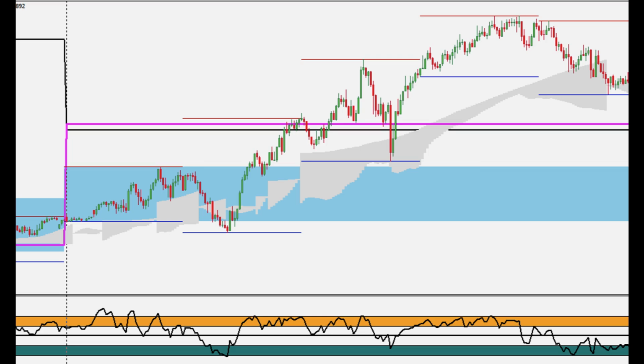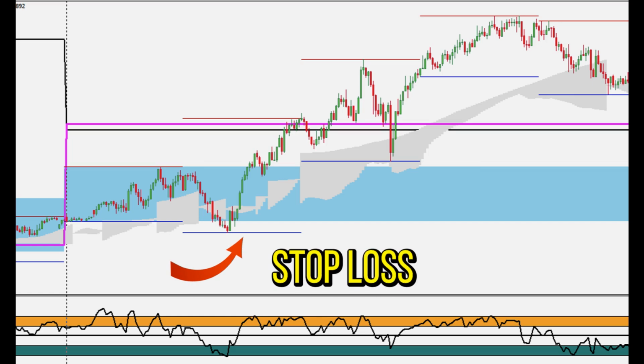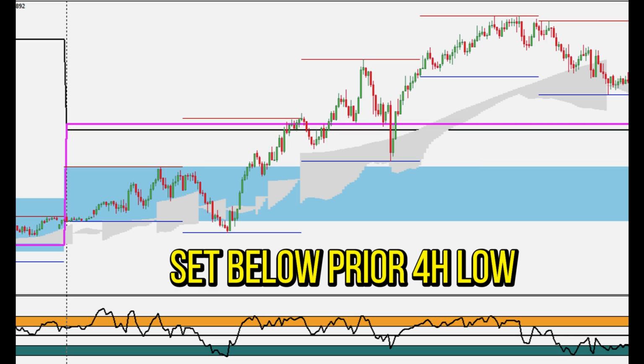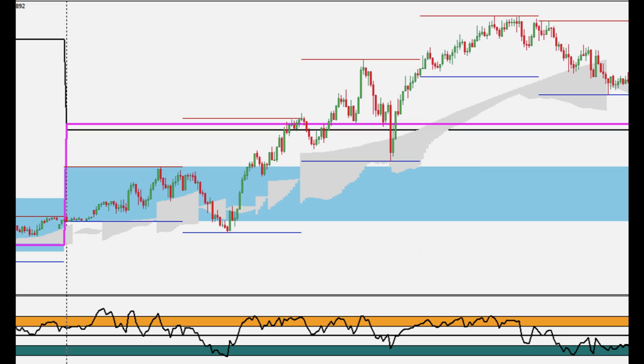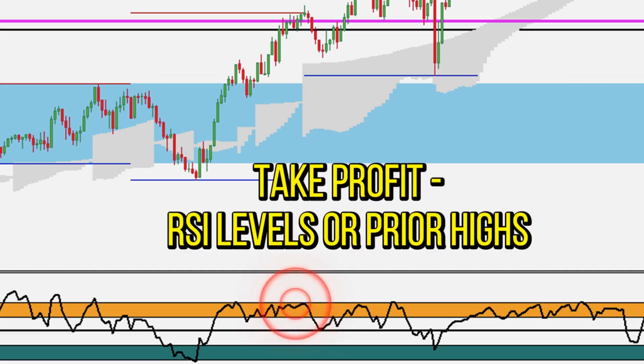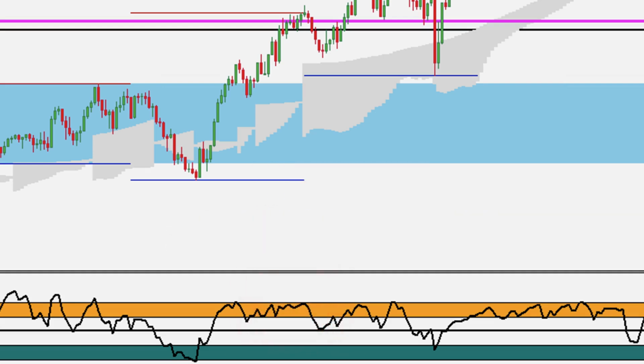For managing the trade, if you prefer to use a stop loss, you can set it just below the prior 4-hour low. For take profit, you can aim for the next higher monitor RSI levels, specifically when the RSI reaches somewhere between 60 and 70, indicating the potential for overbought conditions. Always adapt your approach to the market's behavior while keeping the strategy's key principle in mind.